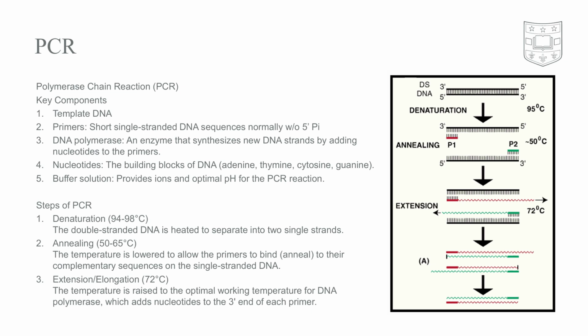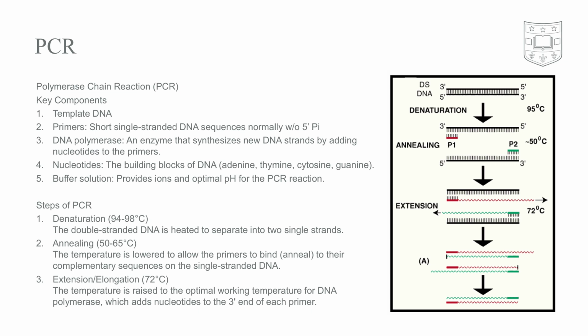Polymerase chain reaction, or PCR, is a powerful molecular biology technique used to amplify specific DNA sequences. The process relies on several key components. First, the template DNA serves as the blueprint containing the sequence to be amplified. Short single-stranded primers are added, which are designed to bind to specific regions on the DNA. DNA polymerase extends these primers by adding nucleotides, the building blocks of DNA. The reaction is carried out in a buffer solution that provides ions and ensures optimal pH for the enzyme's activity.